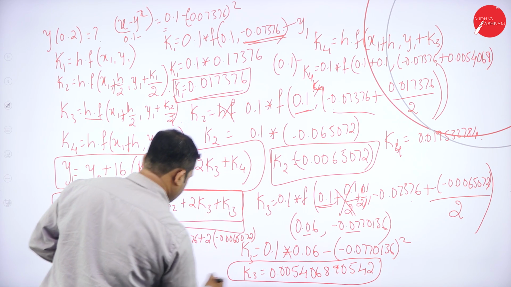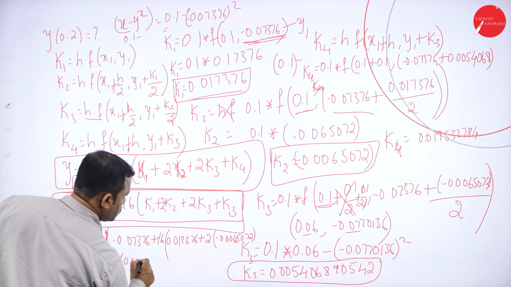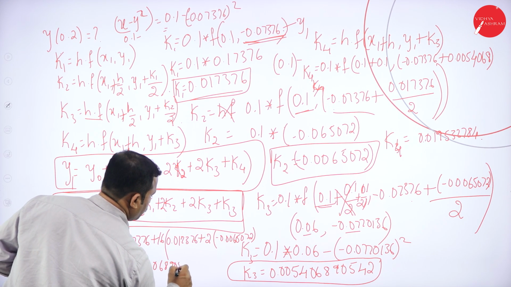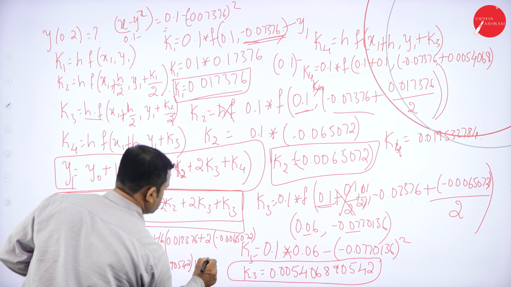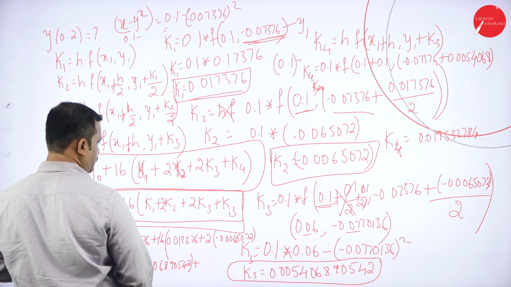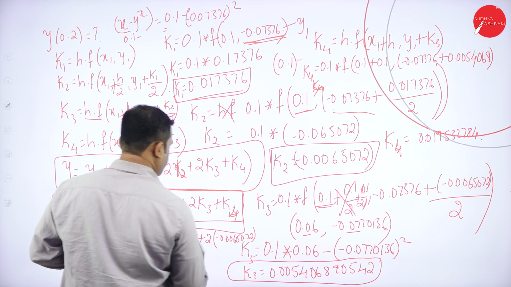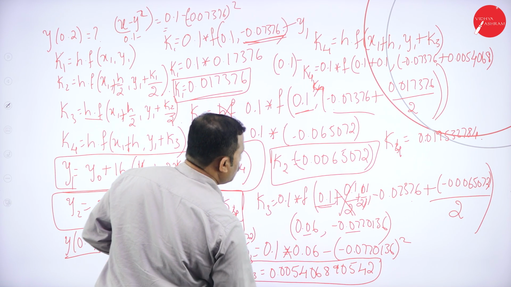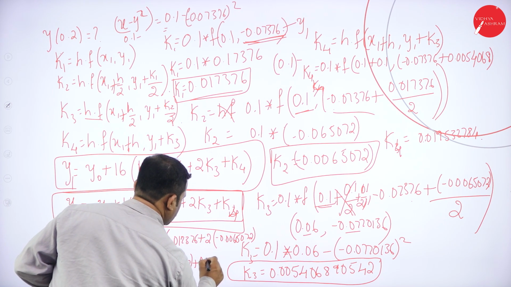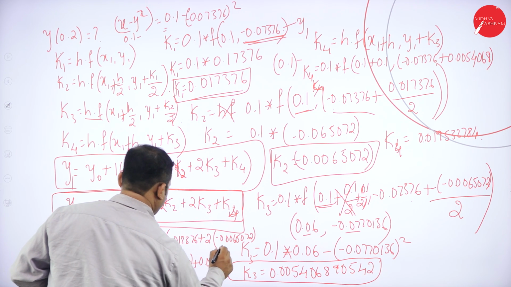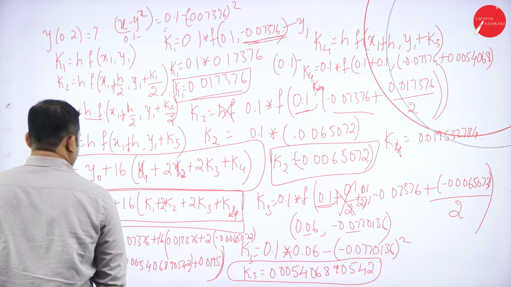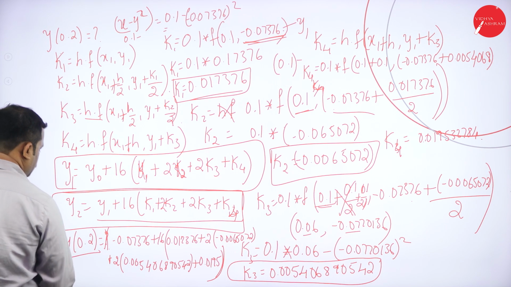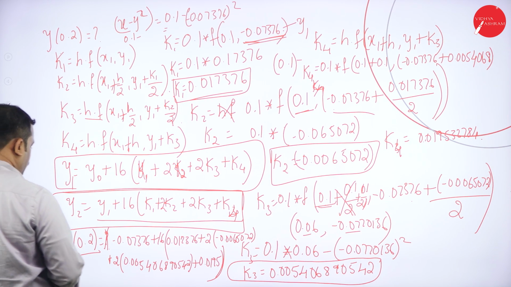What is the value of K3? That is this 0.0054068905542 plus K4. What is the value of K4 we have obtained here? That is 0.0195. Let me write down as it is. If I do this operation, I'll get the value of y of 0.2. That is, y of 0.2 is equal to this term.